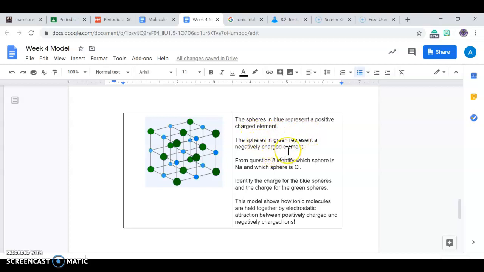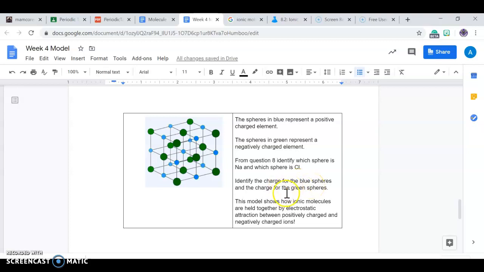So if you look back at question 8, identify which of those spheres is sodium and which of those spheres is chlorine. Okay, so which has positive charge, which has negative charge. Identify the charge for the blue spheres. So what's the value of the charge? Is it positive or negative, right? And what is the actual value of the charge?